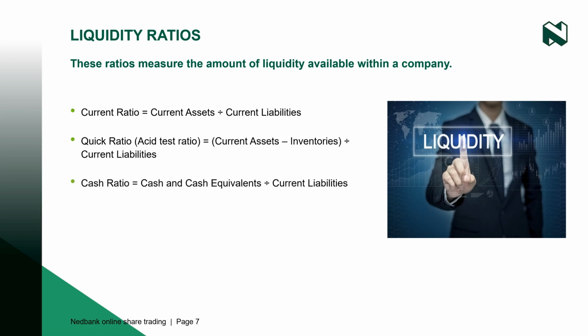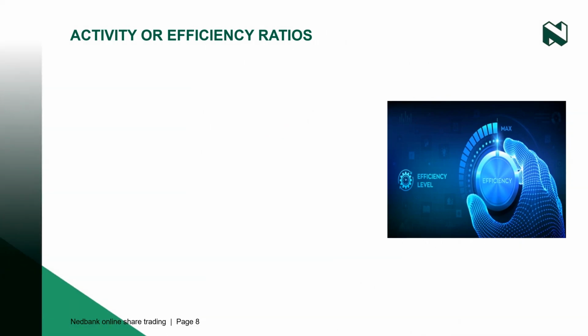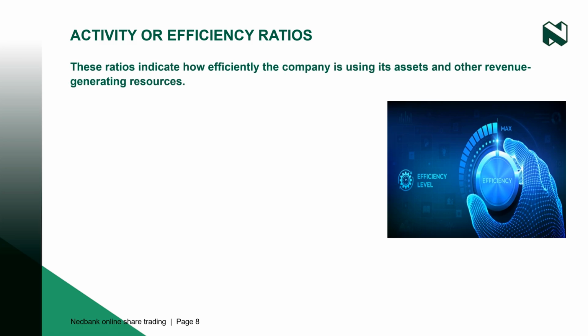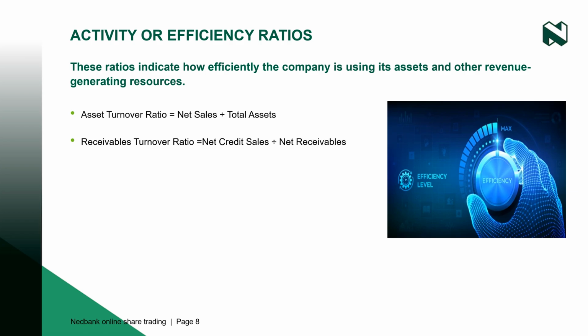And cash ratio, which is cash and cash equivalents divided by current liabilities. Next up is efficiency ratios, which are sometimes called activity ratios. These ratios define how efficiently the company is using its assets and other revenue-generating resources. They include asset turnover ratio, which is net sales divided by total assets. Receivables turnover ratio, which is net credit sales divided by net receivables.